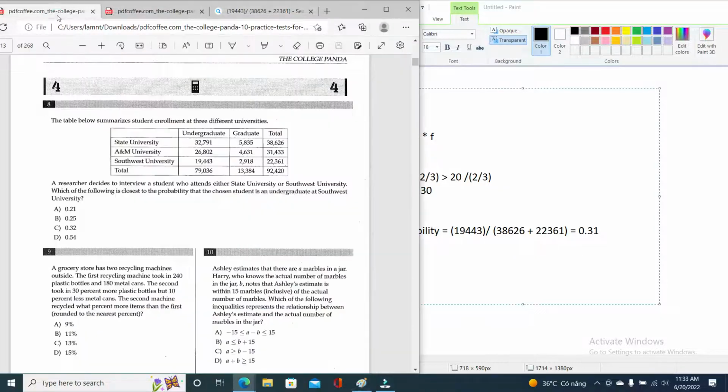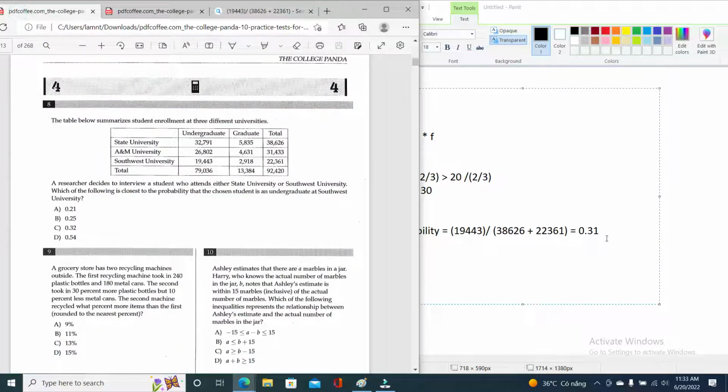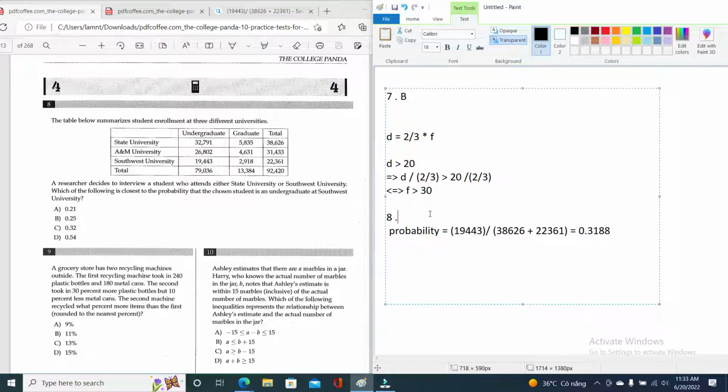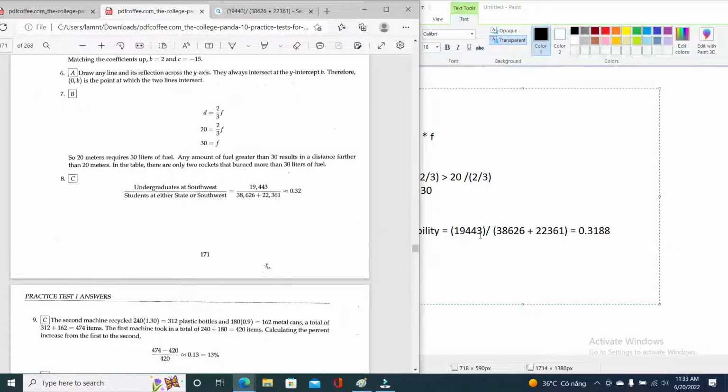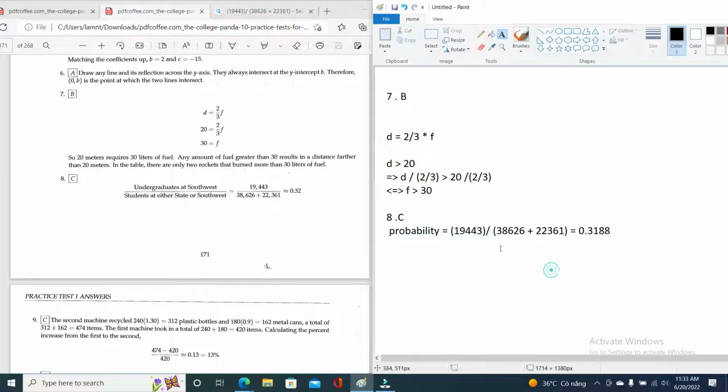So in this case the answer is 318. So it's actually C, right? In this case the answer is C. Alright, so the calculation was correct.